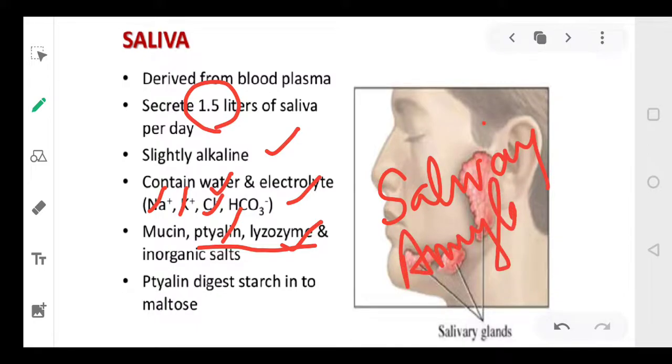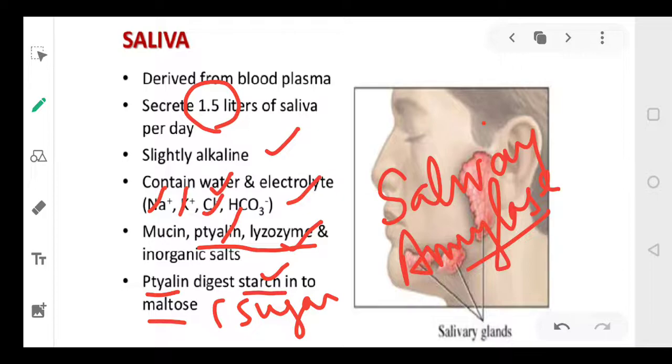You must have studied this in class 10th. Salivary amylase digests starch into maltose. Maltose is a sugar. So it acts upon carbohydrates and converts them into sugar. Secondly, lysozyme: if bacteria, viruses or any other components enter with the food, it kills those microorganisms. So lysozyme kills the various microorganisms, while salivary amylase converts starch into maltose.